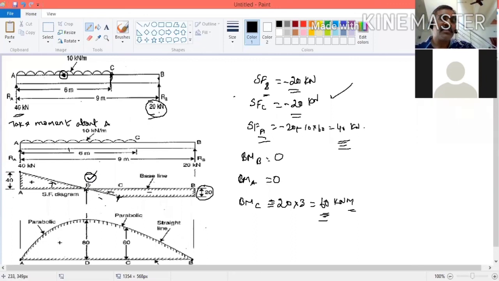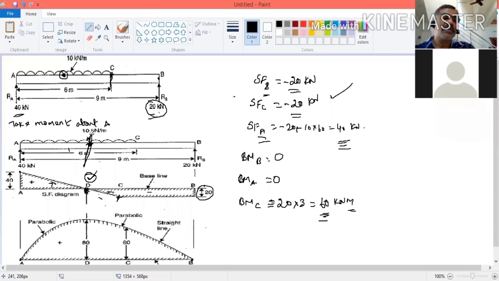How to locate this point? Here you know the shear force is 0. You take the right side or left side and write an equation equal to 0, the shear force equation.